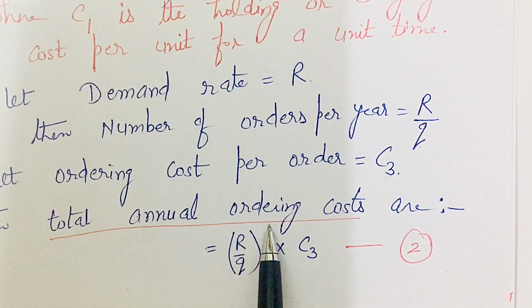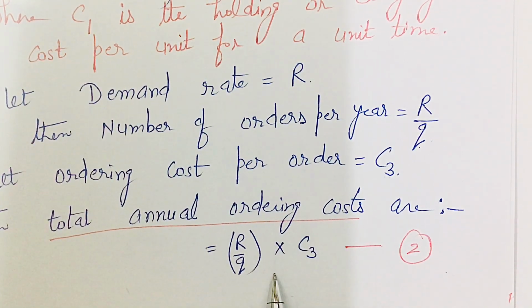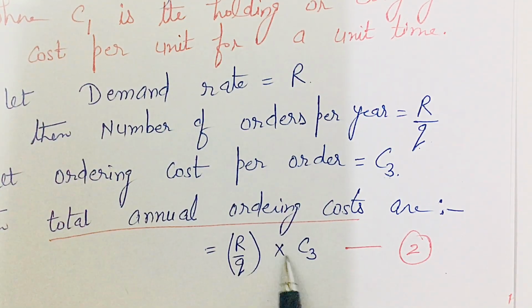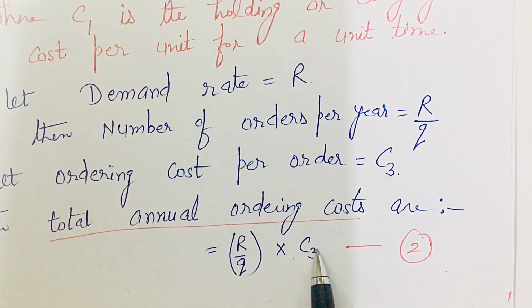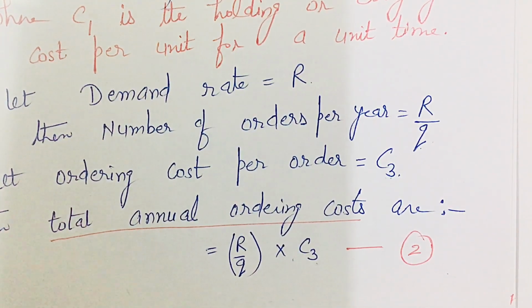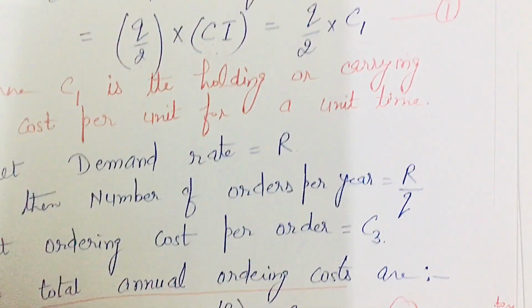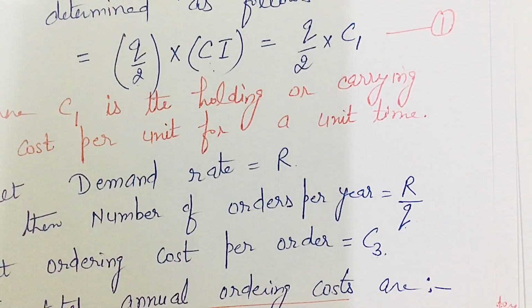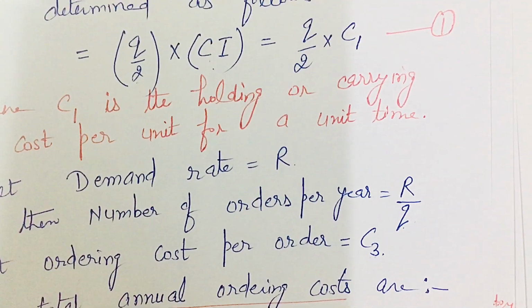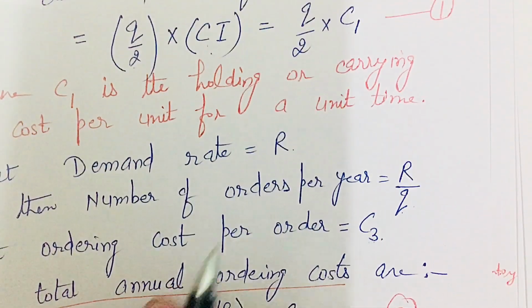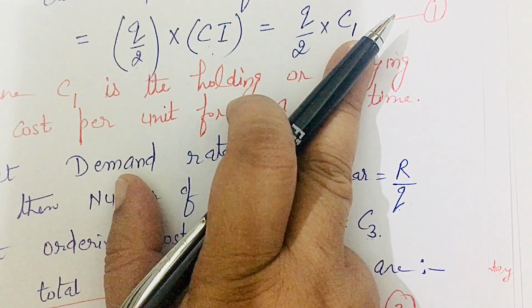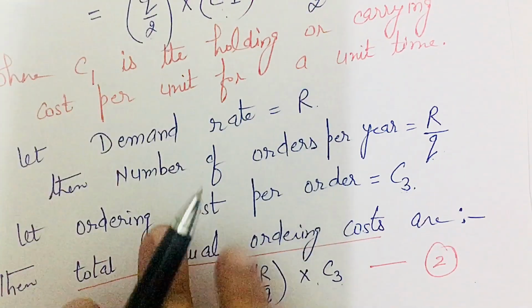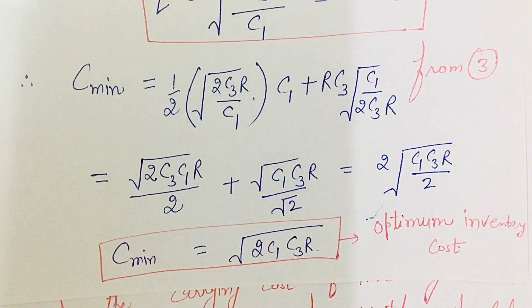Total annual inventory ordering cost is calculated as the number of orders multiplied by the ordering cost per order. In this way, we have calculated carrying cost and ordering cost. To find the total cost, we will add the cost given in equation 1 and the cost given in equation number 2.